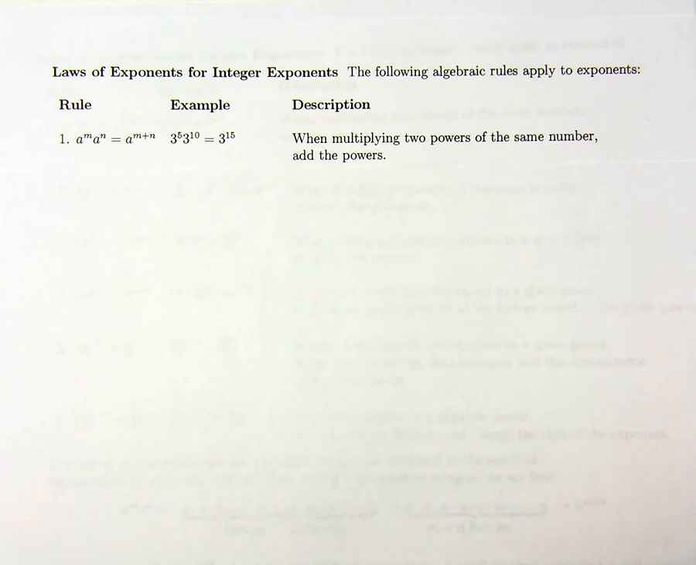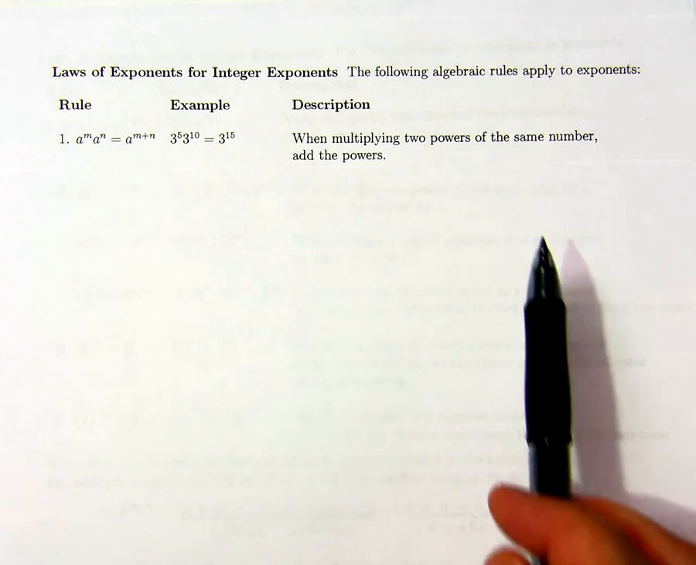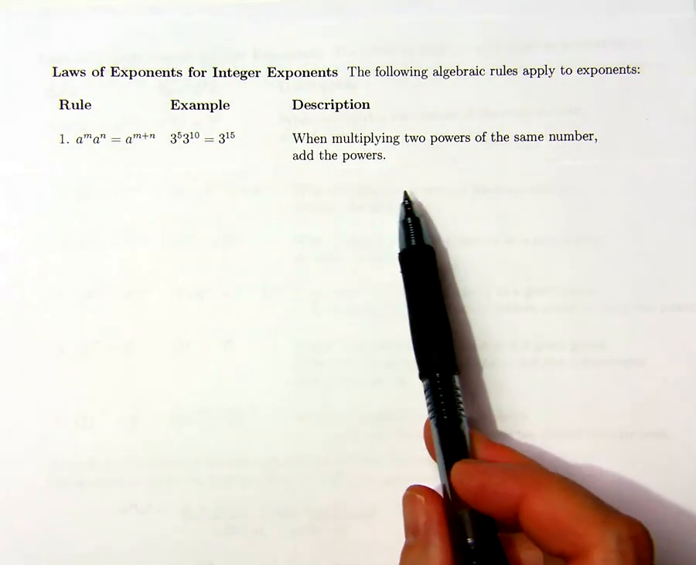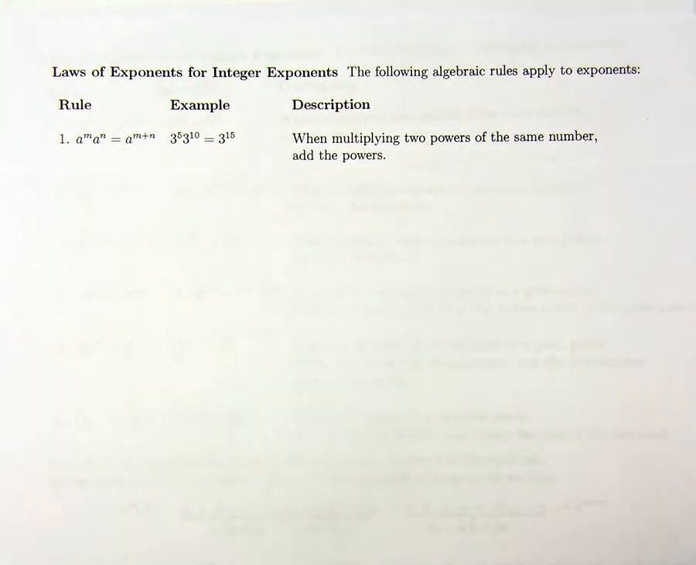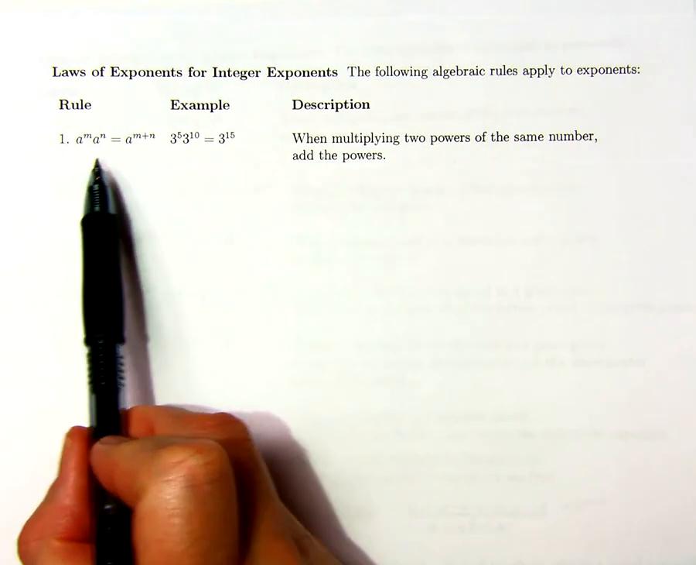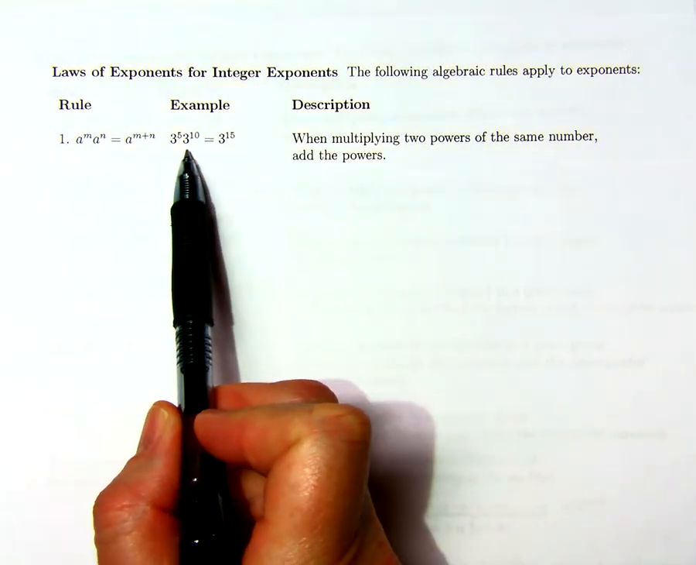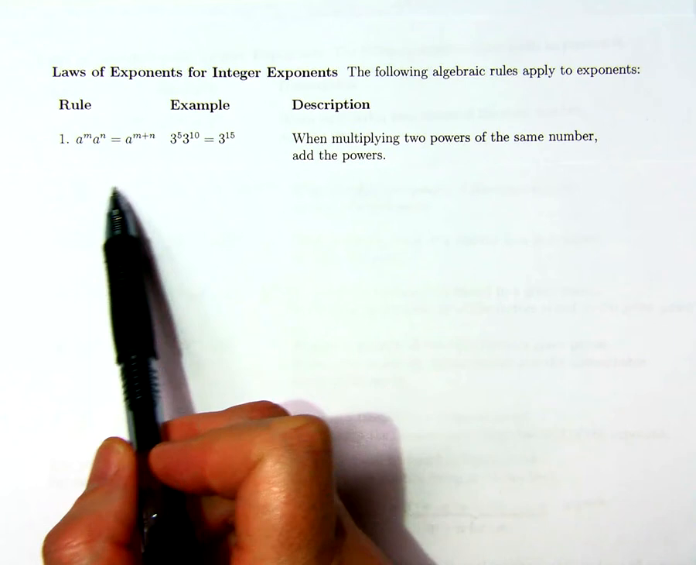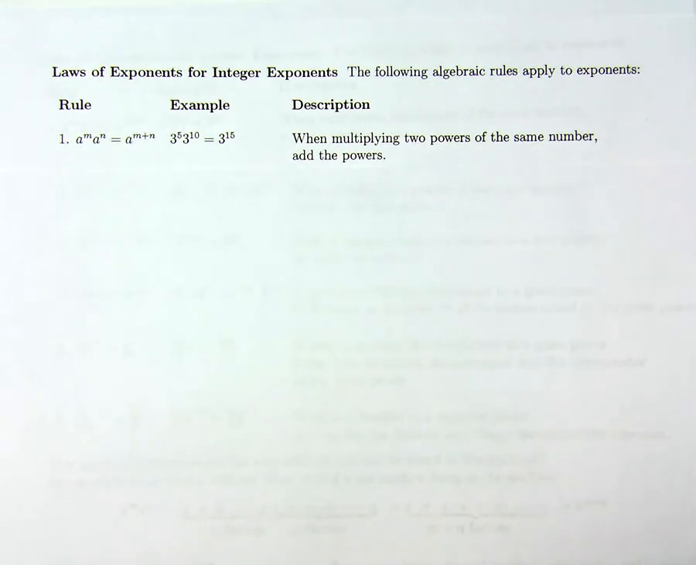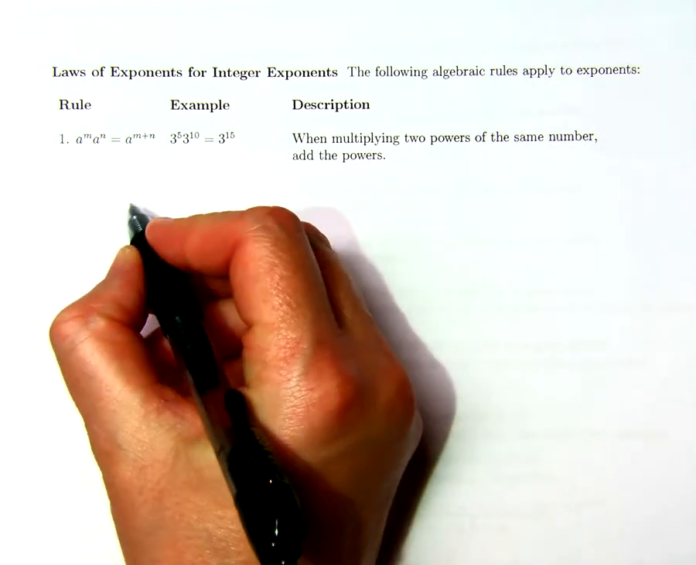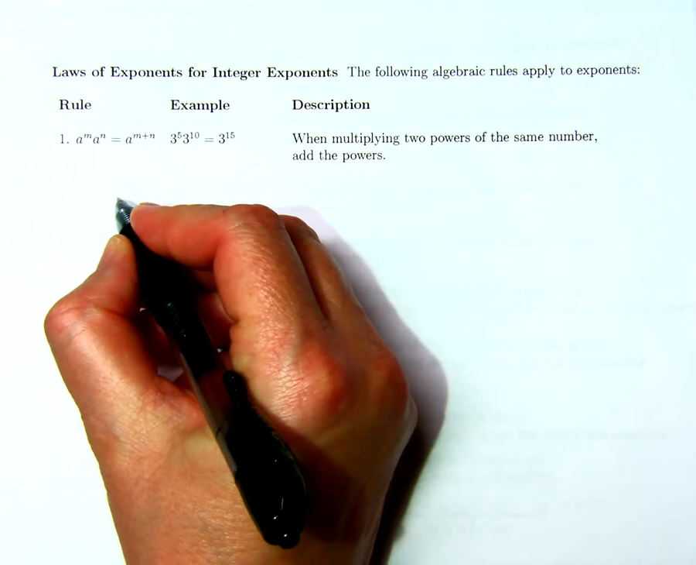We have a to the m times a to the n is a to the m plus n. So if you multiply two powers of the same number, then you should add the powers. And here you see we have 3 to the 5 times 3 to the 10 equals 3 to the 15. This is true. It's very easy to see why it's true.